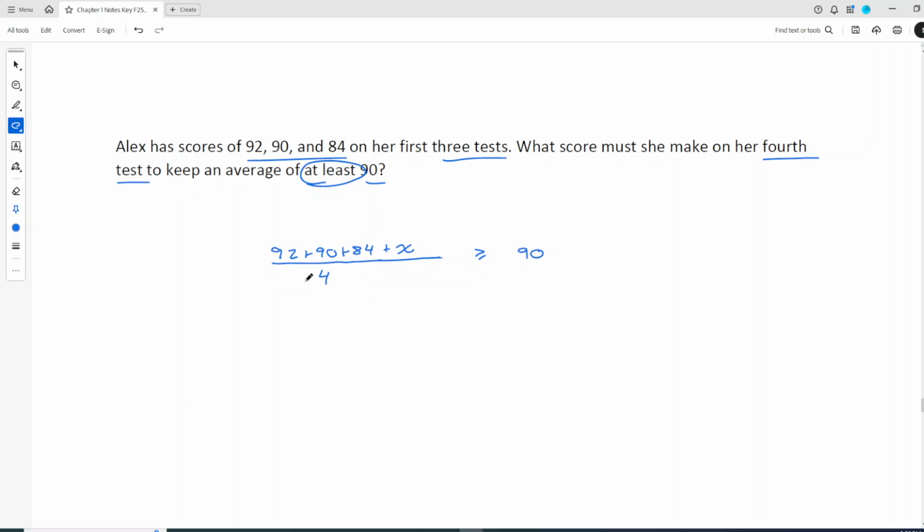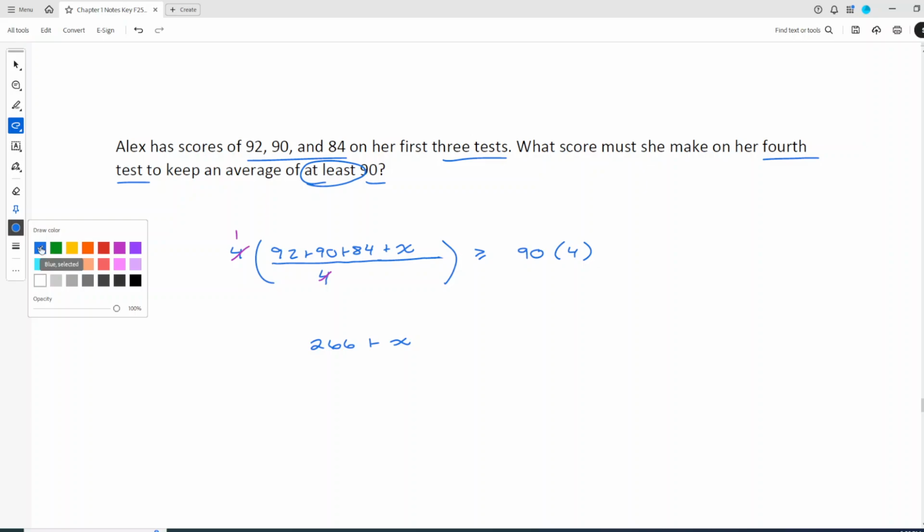I'm going to get rid of this fraction first. So I'm going to multiply both sides by 4 to get rid of that divided by 4. I would end up with 92 plus 90 plus 84, and I'm actually going to do that too. I'm going to do 2 things at once. I don't usually. So 92 plus 90 plus 84 is going to give me 266. So I've got 266 plus x. The 4 divided by 4 was a 1, so I'm not multiplying anything through. And then on the right-hand side, I have 90 times 4, which is 360.